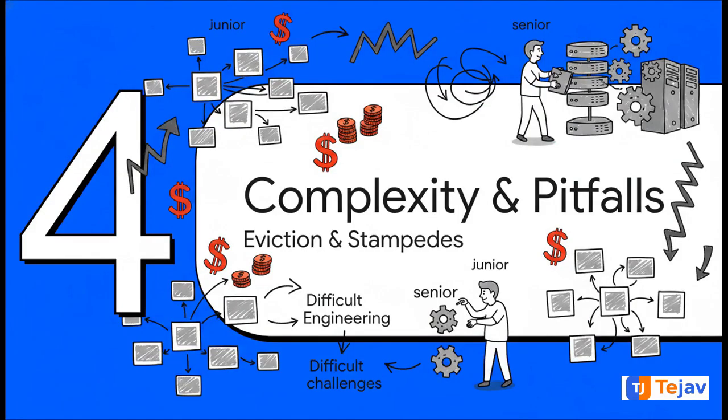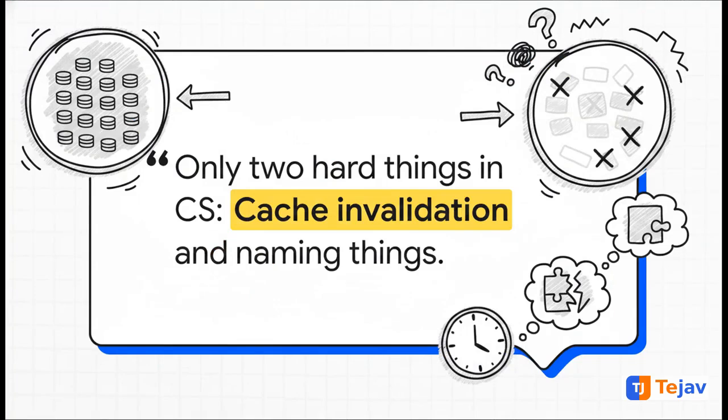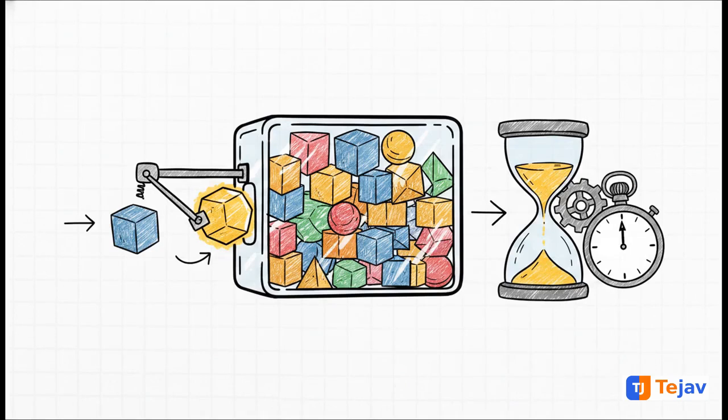Eviction, invalidation, and stampedes. There's a famous engineering quote that goes, "There are only two hard things in computer science: cache invalidation and naming things." And it's so true. Keeping your cache perfectly in sync with your database is notoriously difficult. When the underlying data in your DB changes, the old entries sitting in your cache instantly become stale. Figuring out exactly when and how to safely update or delete that stale data, well, that's cache invalidation, and it's a massive headache. On top of that, memory is expensive, so you just can't cache everything forever.